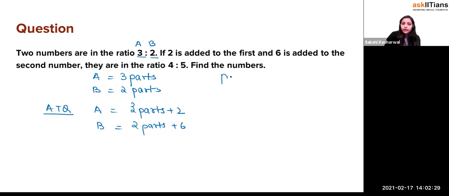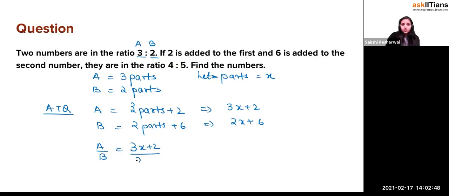So what you have to do now, let's better you solve it. Write parts as x, right? I'm just writing parts as x. So this will become 3x plus 2, and this will be 2x plus 6, right? Now it says that A by B, which was equal to 3x plus 2 over 2x plus 6, is equal to 4 by 5, right or not? Yes, this is a good question, at a little bit higher level.